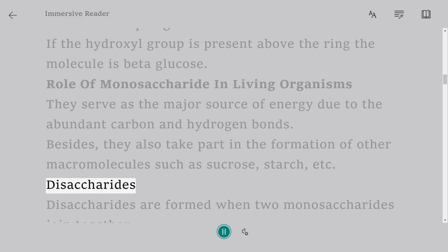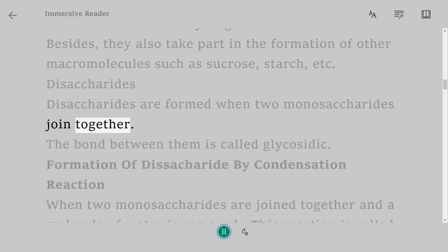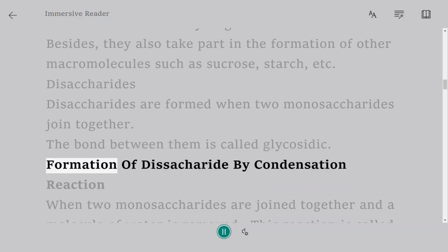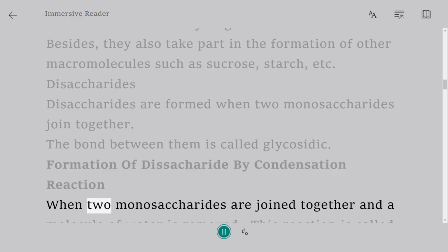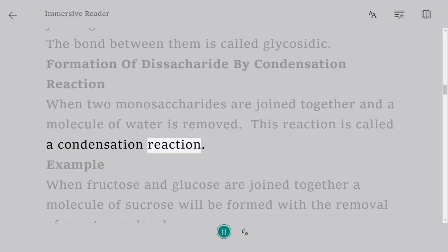Disaccharides. Disaccharides are formed when two monosaccharides join together. The bond between them is called glycosidic. Formation of disaccharide by condensation reaction: when two monosaccharides are joined together and a molecule of water is removed, this reaction is called a condensation reaction.